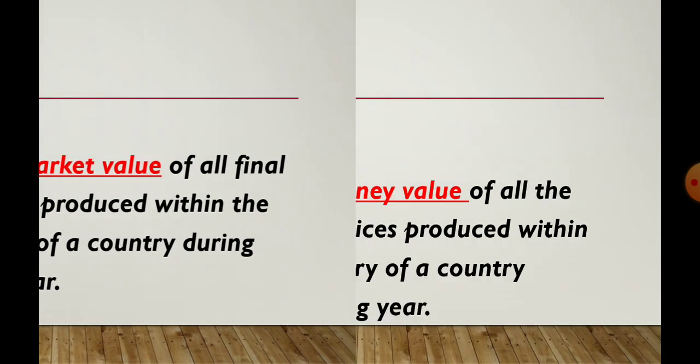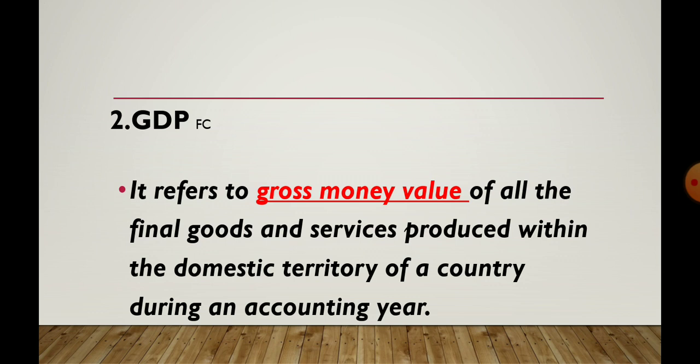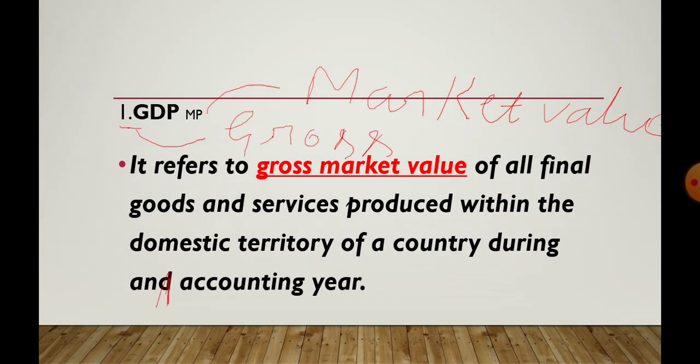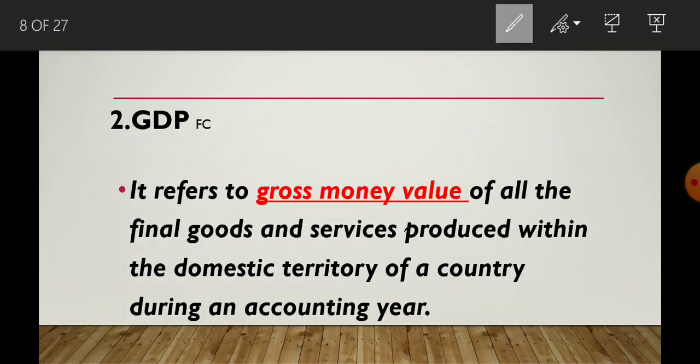Now next, GDP FC. So G is for gross and FC is for money value. And all the things are going to be the same. So it refers to gross money value of all final goods and services produced within the domestic territory of a country during an accounting year.